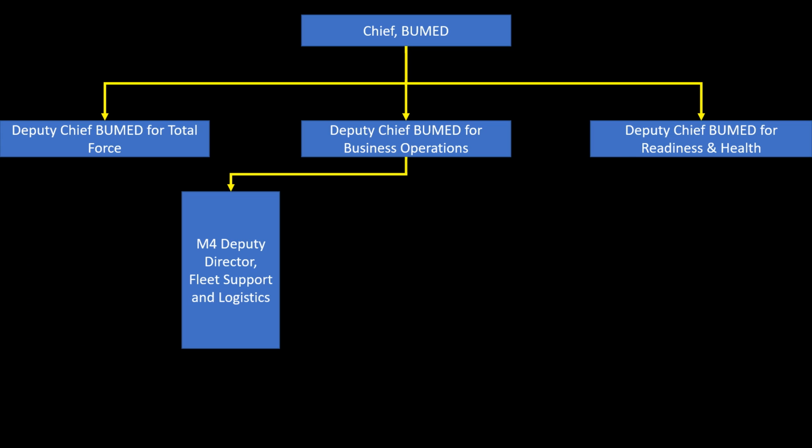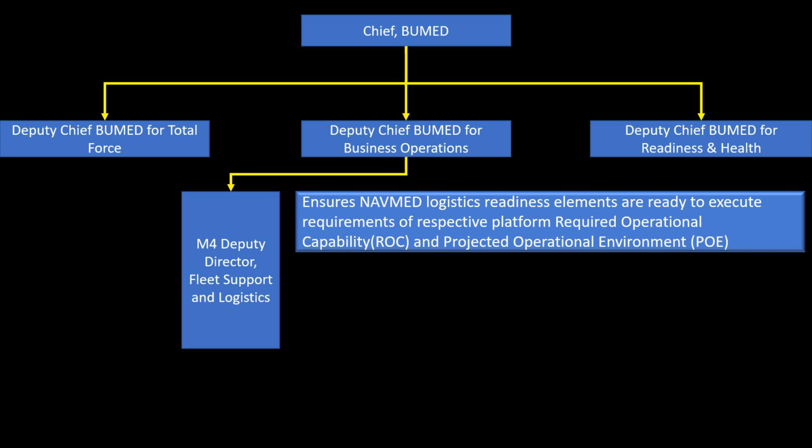Our M4, Deputy Director of Fleet Support and Logistics, right? So everything logistical, everything supply and equipment and logistics. So they're going to ensure that Navy Medicine logistic readiness elements are ready to execute requirements of respective platform required operational capabilities and projected operational environments. So they're going to make sure that we have the logistical elements, the things we need to make sure that we can fulfill the capacity we're supposed to fulfill. So that expeditionary medical facility brings to the table everything it's supposed to bring to the table, and that it can work in the operation we project it to work in.